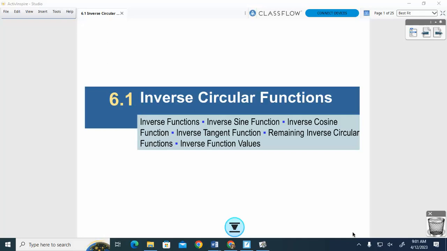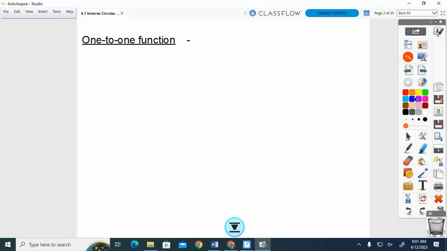Now, with inverses, we have to be a little bit careful, because if you remember from algebra, not everything had an inverse. In order to have an inverse, a function had to be 1-to-1. A 1-to-1 function means that y never repeats. The reason is that an inverse flips x and y, and so if you take something that is not 1-to-1 and flip it, it will no longer be a function.